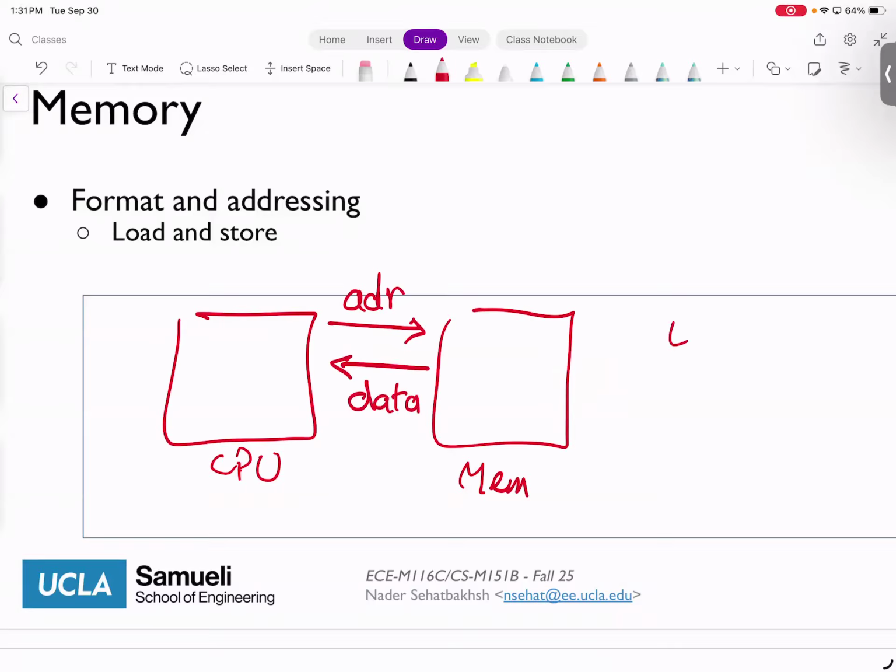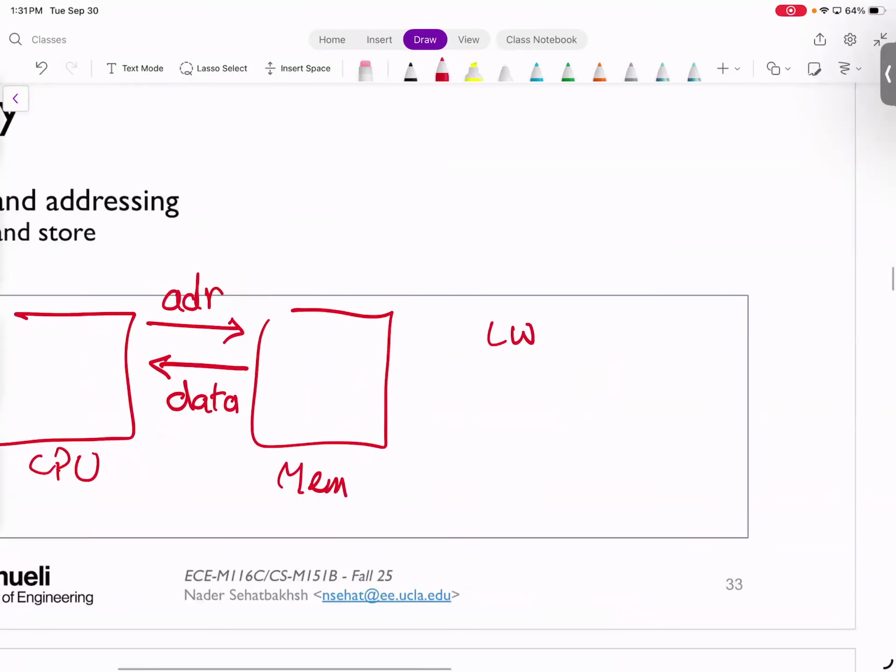So the process of loading is basically you load a word. We typically say load word, which means that I read 32 bits of data, which means that I put the address. For now, I'm not going to use the actual syntax, but I put the address, I get the data. Okay, this is the process of loading.